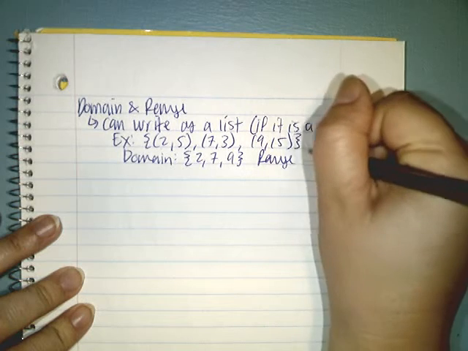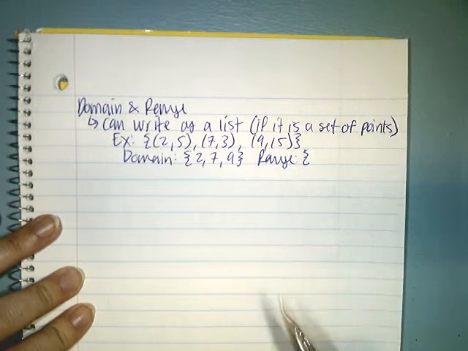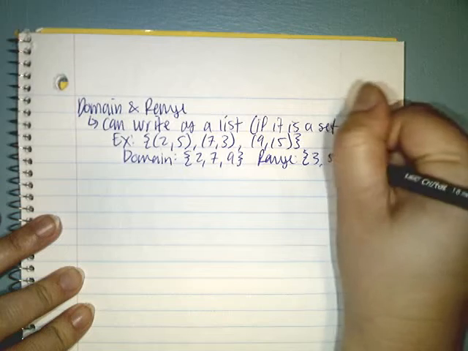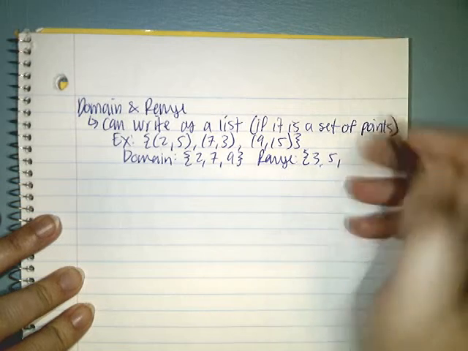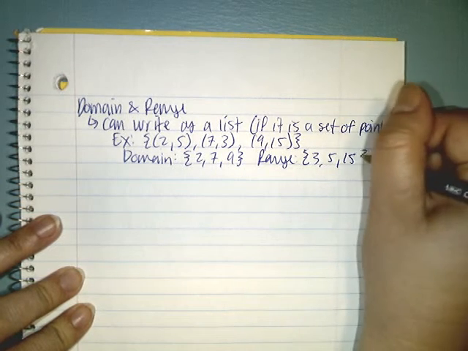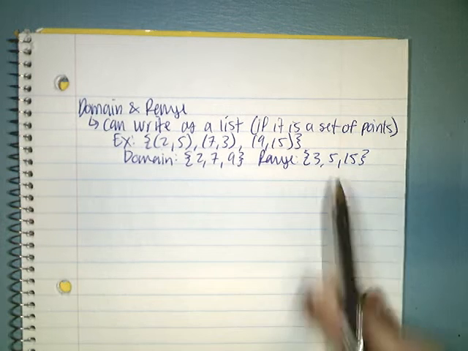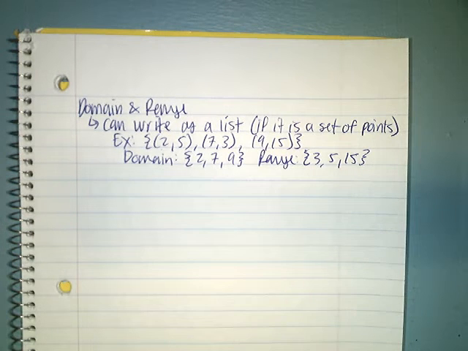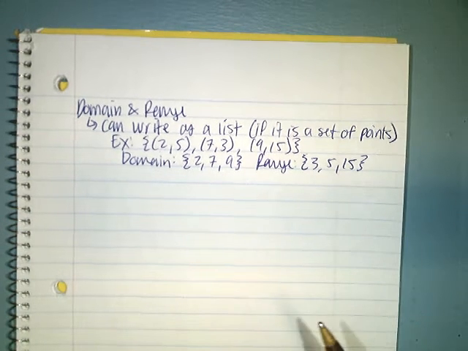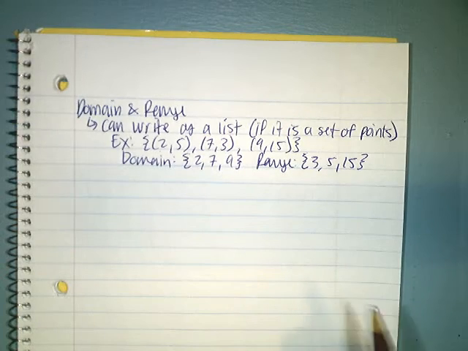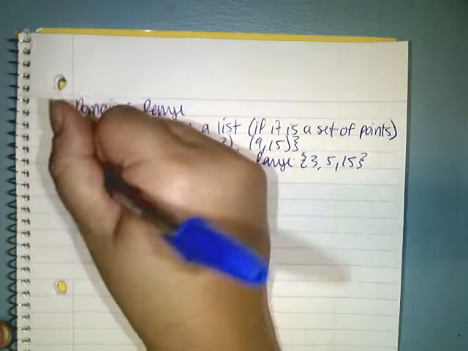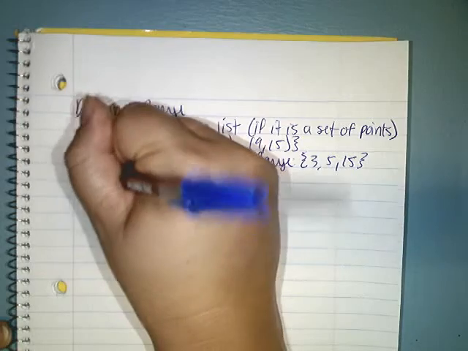Our range would just be the list of y values. Usually, again, I write it least to greatest, so I'd write 3, 5, 15. And that's our range. So you can write domain and range just as a list of points, especially if that's how it's presented to you as a list of coordinate points. But you can also write it as intervals.